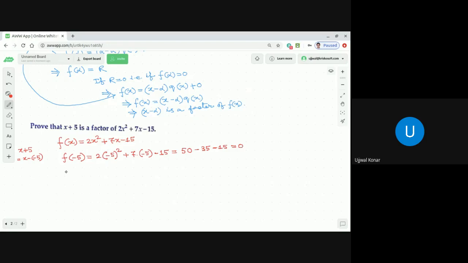So as f of minus 5 equal to 0, we can conclude that x minus of minus 5, that is x plus 5, is a factor of 2x square plus 7x minus 15, correct, no?